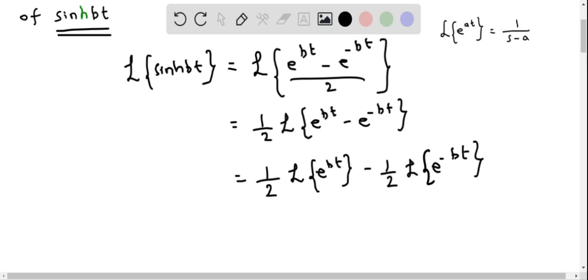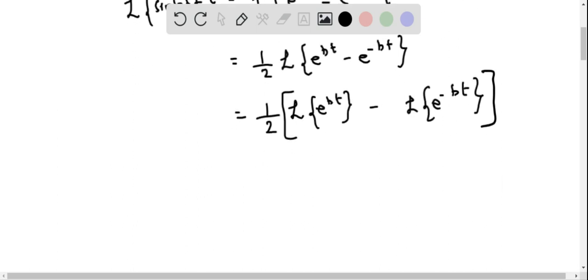Just going to rewrite this in a different way. Instead of multiplying by 1 by 2, we'll just keep this 1 by 2 as a factor. So it becomes like this. Now I put a square bracket like this. So basically, we have to determine the Laplace transform of e power bt and then Laplace transform of e power negative bt. So I can write this as 1 by 2.